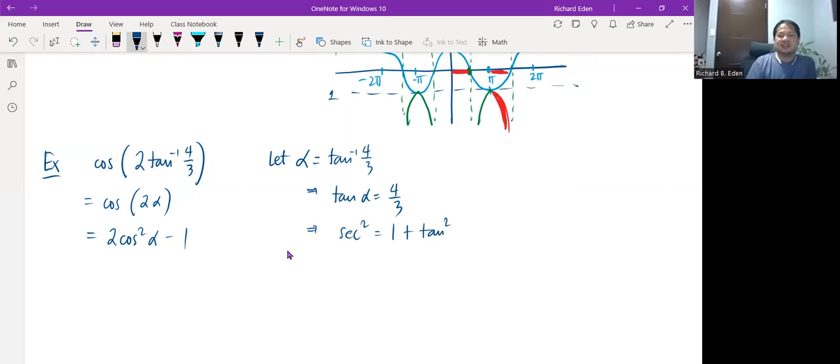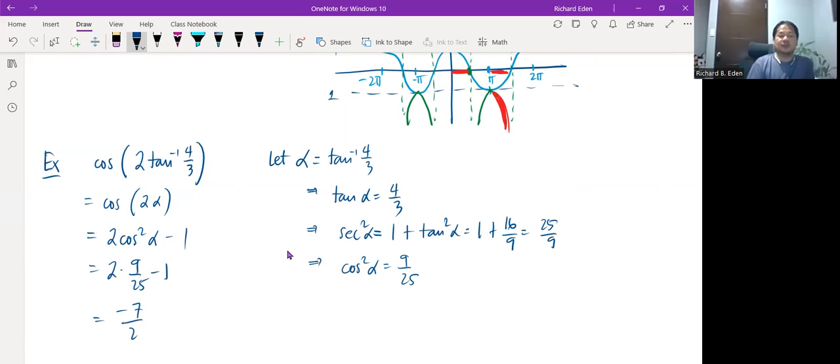This is 1 plus tangent squared alpha, 1 plus 16 over 9, and this is 25 over 9. Sorry, secant squared alpha. Hey, do we need to take the square root? Is it necessary for what we're doing? Kailangan ba natin mag-take ng square root? Hindi na, kasi di ba cosine squared alpha nung kailangan natin. So secant squared alpha is 25 over 9. So that means cosine squared alpha is 9 over 25. So right away, we have twice 9 over 25 minus 1, giving us negative 7 over 25.